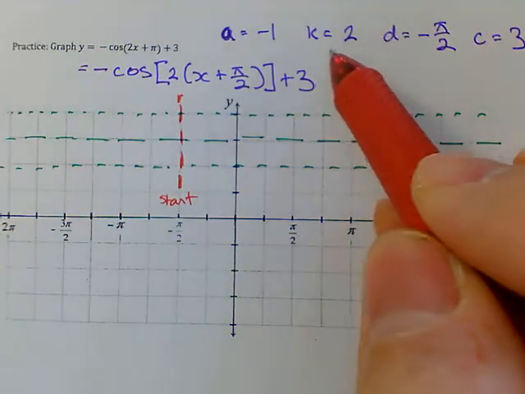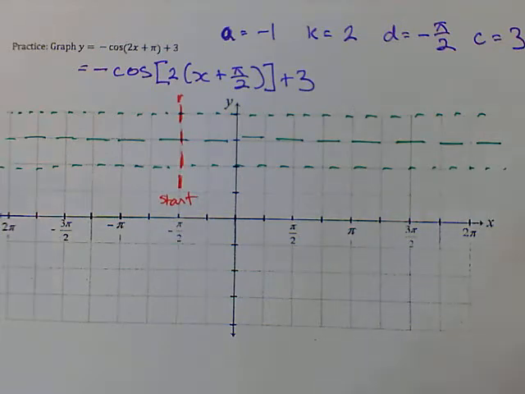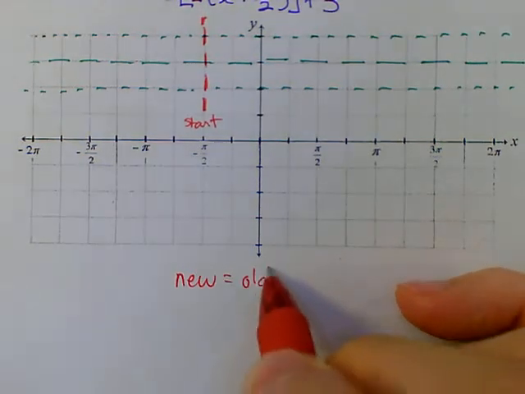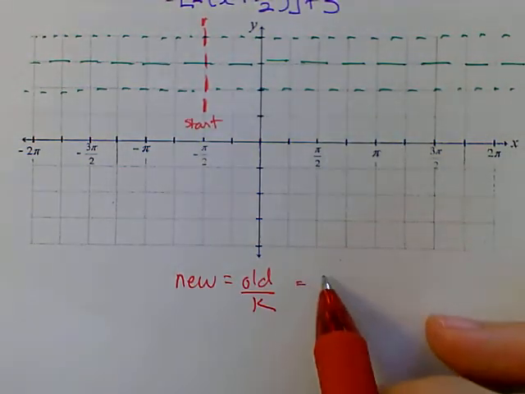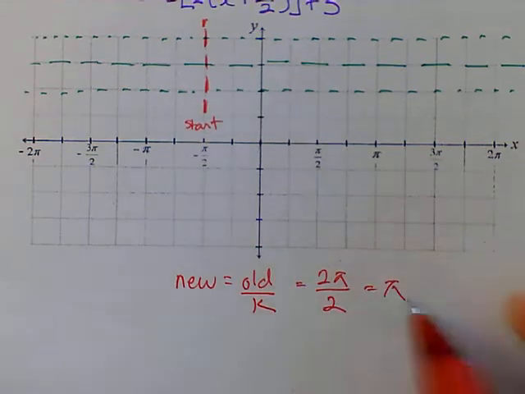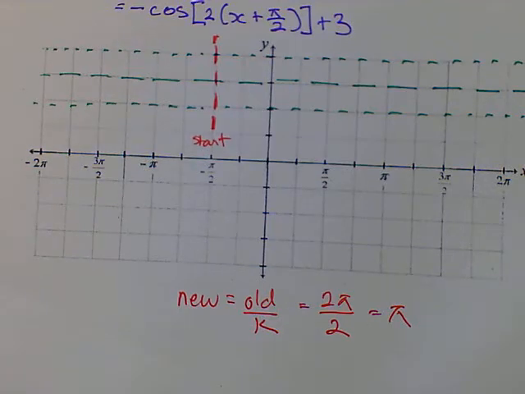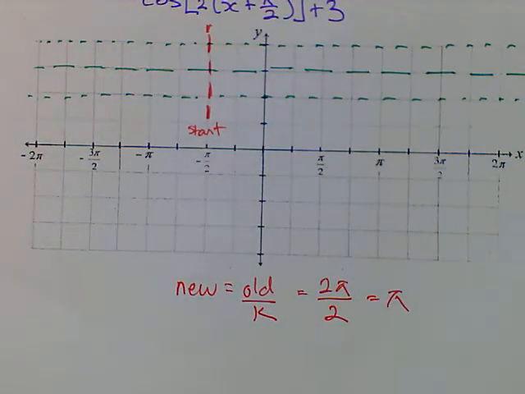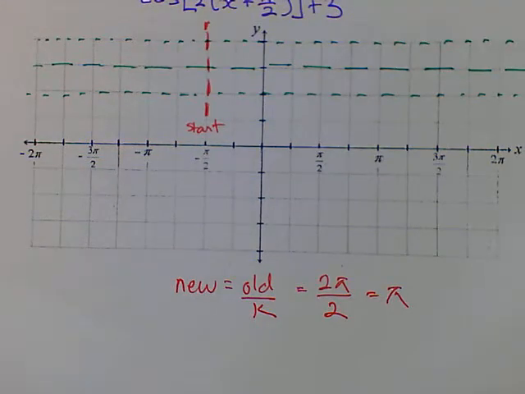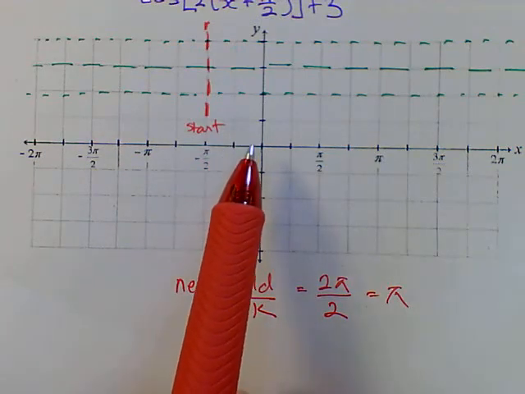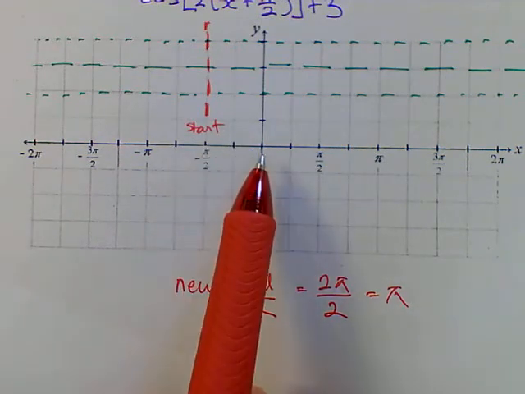And then I apply the K. How does that help me find the finish? Well, my new period is going to be my old divided by K, which means that is 2 pi divided by 2. My new period is going to be 1 pi. So from here, figure out how many boxes I must move for a single pi, and then draw your finish line. 1, 2, 3, 4.